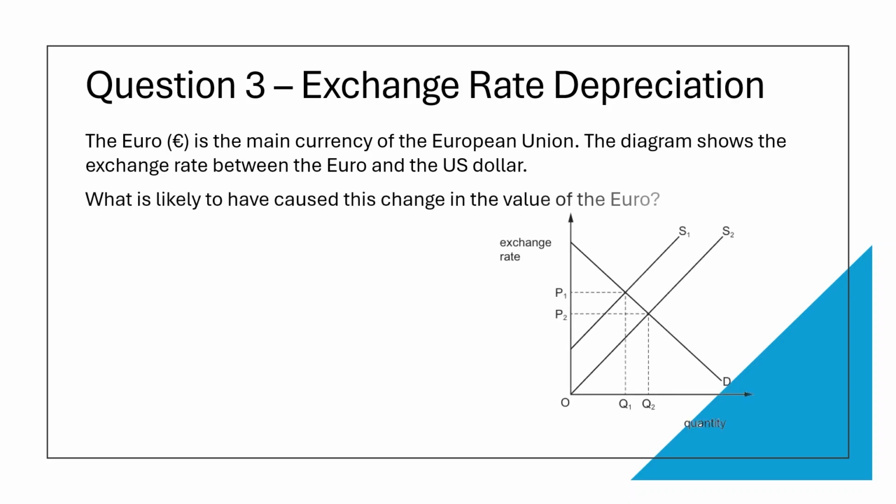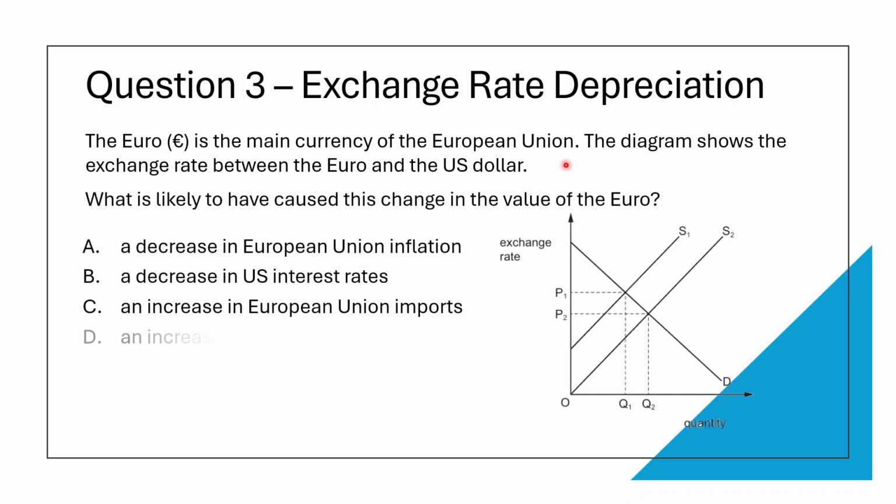Now let's move to question 3 based on exchange rate. The question says that the euro is the main currency of the European Union. The diagram here shows the exchange rate between the euro and the US dollar. What is likely to have caused this change in the value of the euro? Yes, this has changed here. So the correct answer here would be C, an increase in European Union imports.